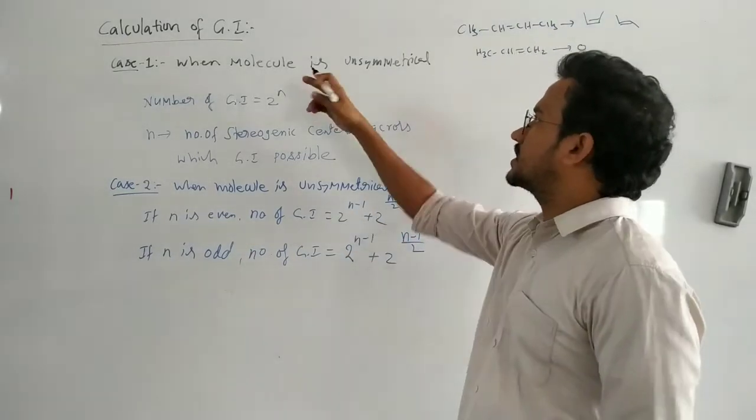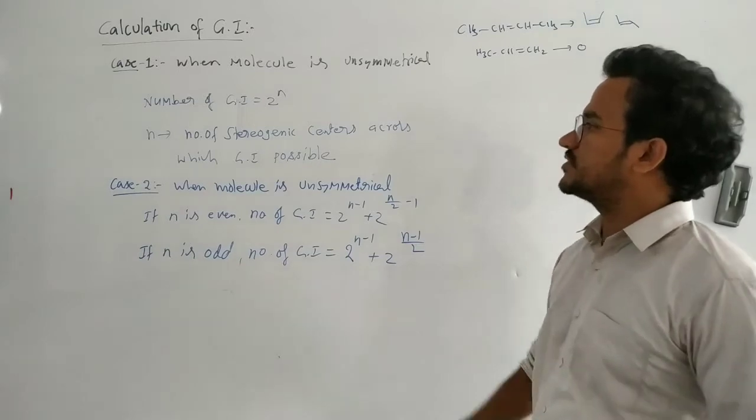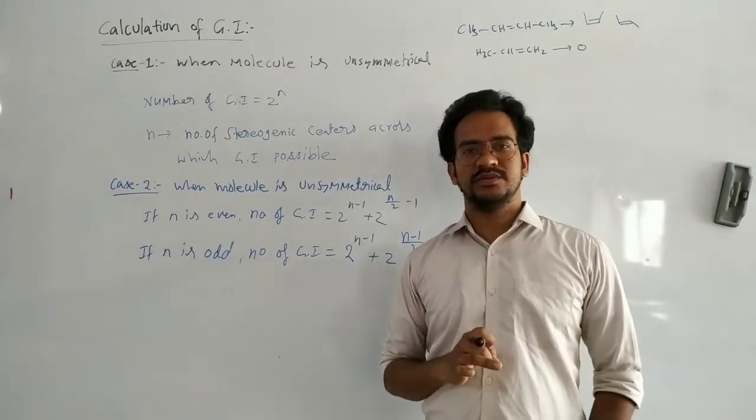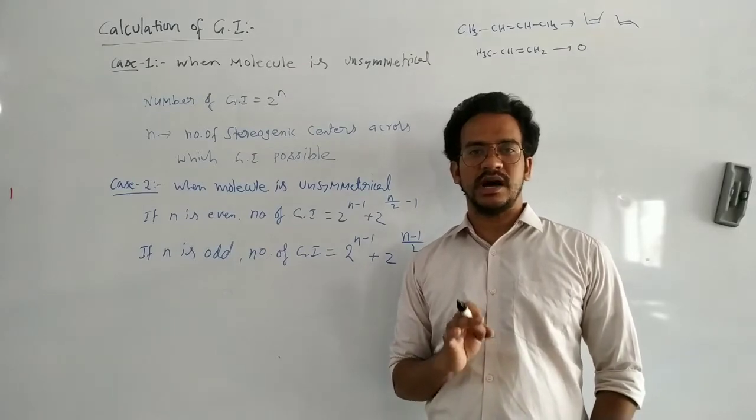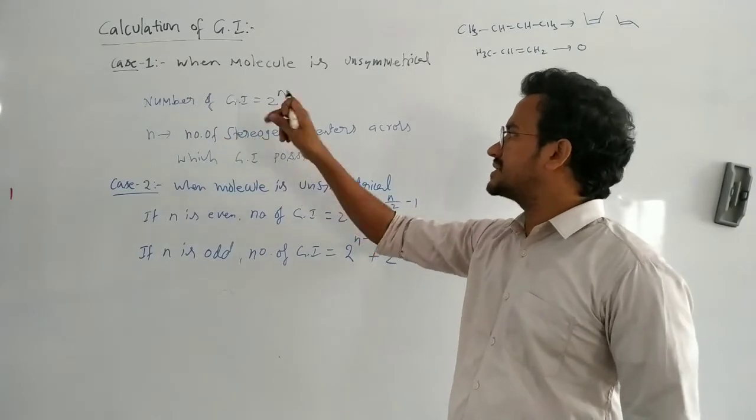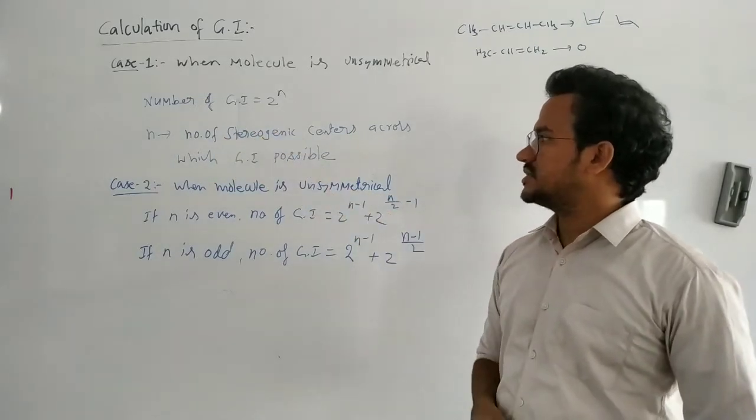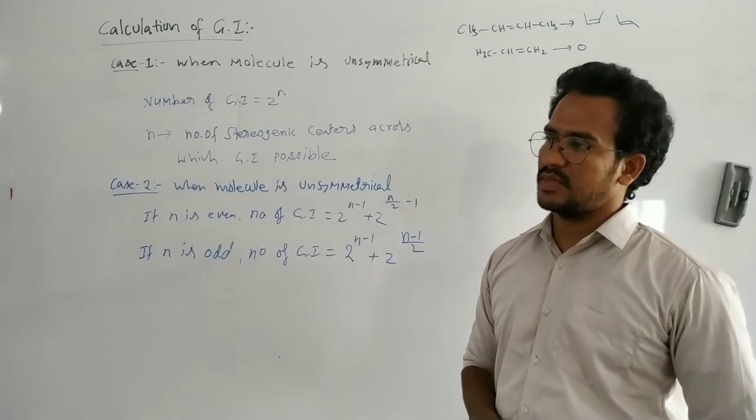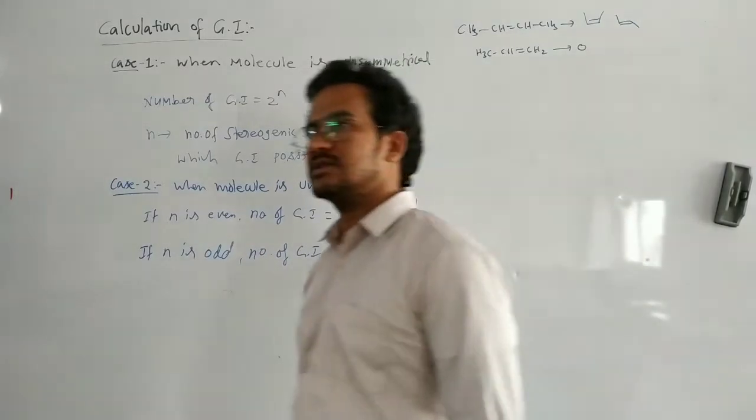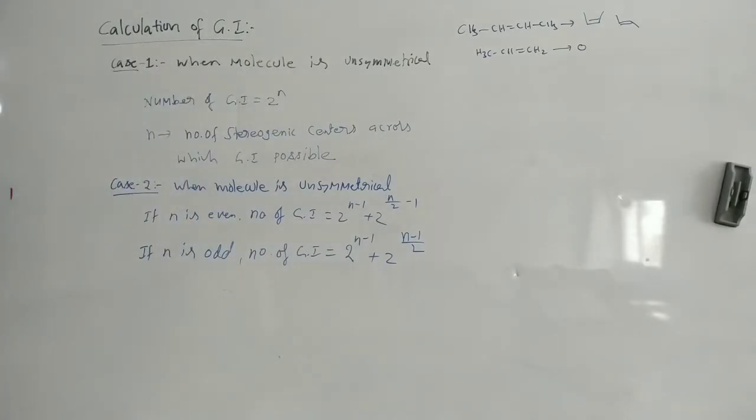So when the molecule is unsymmetrical, the number of geometrical isomers is 2 power n. The main point here: n is not the number of double bonds. n is the number of stereogenic centers across which geometrical isomerism is possible. That is when the molecule is unsymmetrical.